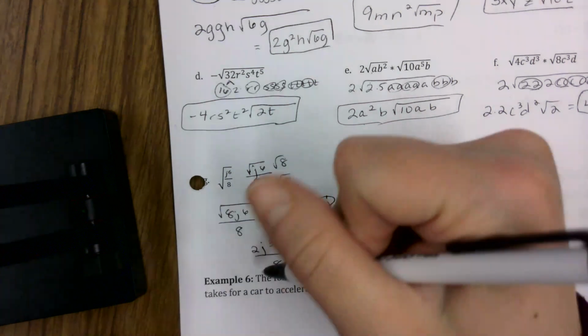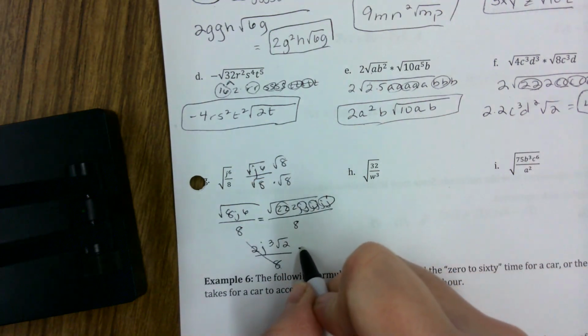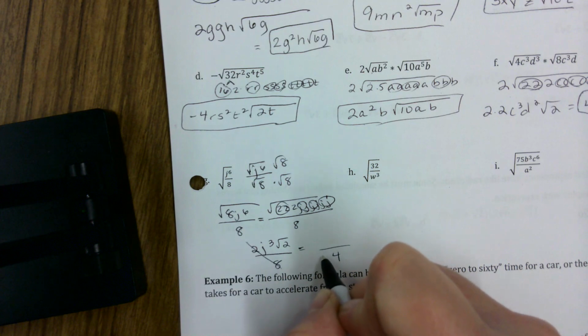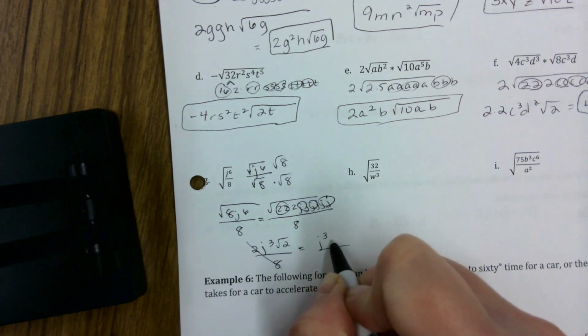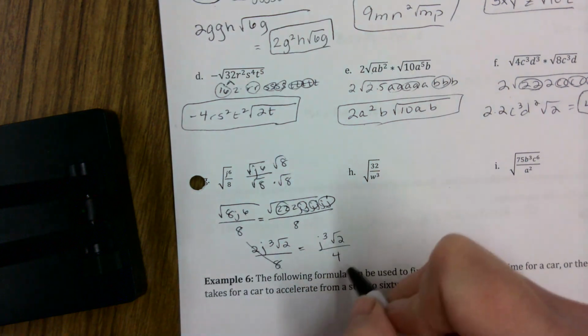That can still be reduced by the whole numbers. 2 goes into 8 4 times. So j cubed square root of 2 all over 4.